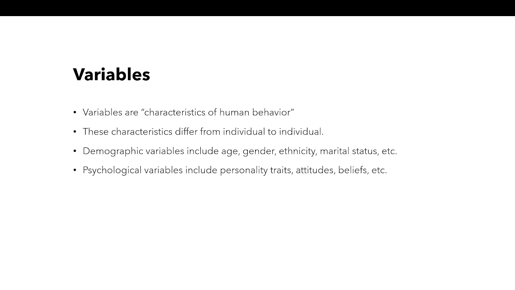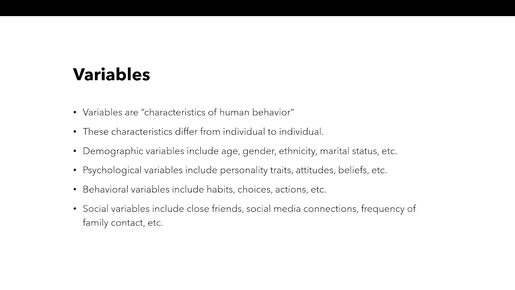Psychological variables include things like personality traits, attitudes, beliefs, etc. Behavioral variables might include habits, choices, actions. Social variables include close friends, social media connections, frequency of family contact, and the economic variables might include things like wealth, debt levels, spending patterns, etc.